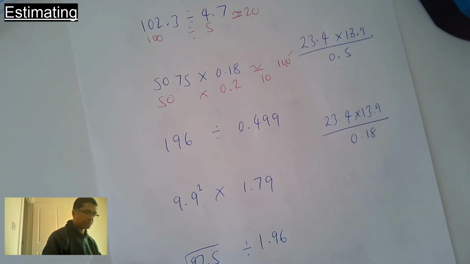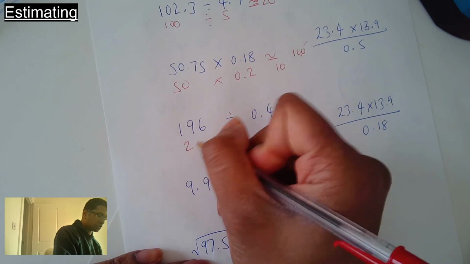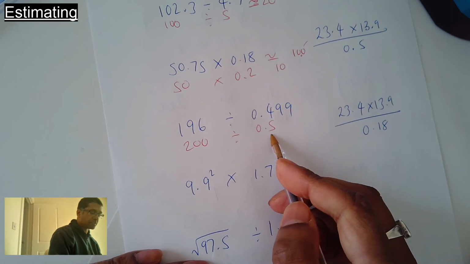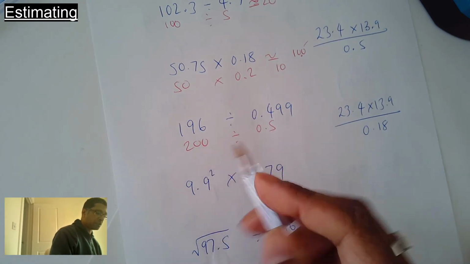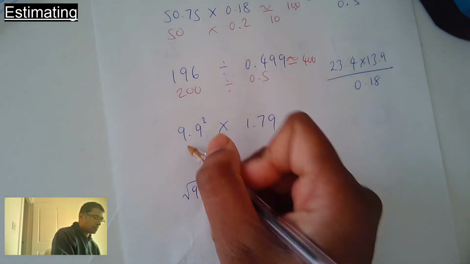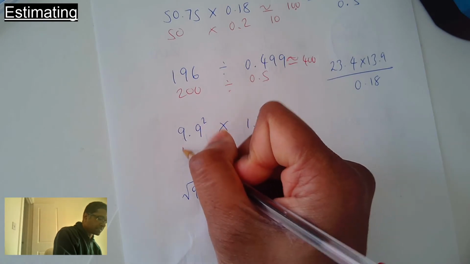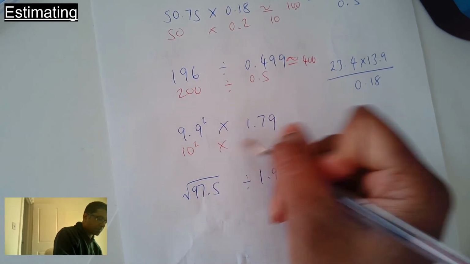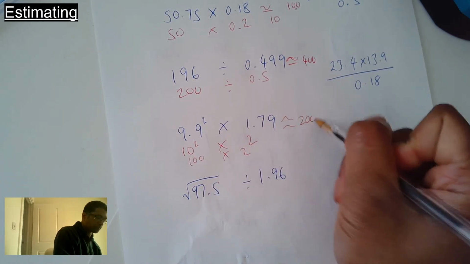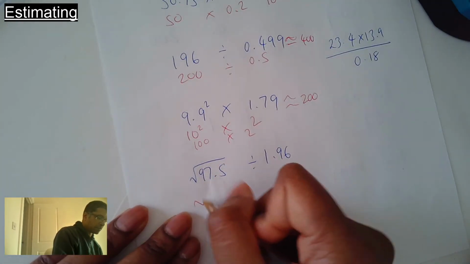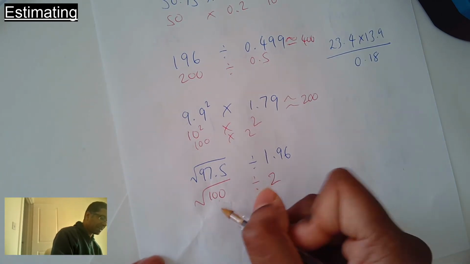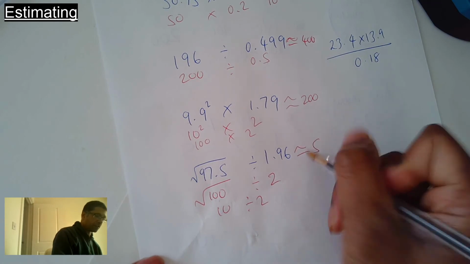Next we have 196, that's 200. Round to 1 SF, that's 0.5. So 200 divided by 0.5, we've seen this already. When you divide by 0.5, you double that number, that'll be 400. 9.9 squared, well 9.9 round to 1 SF is 10, that's 10 squared times 2, that's 100 times 2, that's approximately equal to 200. Round that to 1 SF again, so you have square root of 100 divided by 2. Square root of 100 is 10, 10 divided by 2, that's 5.